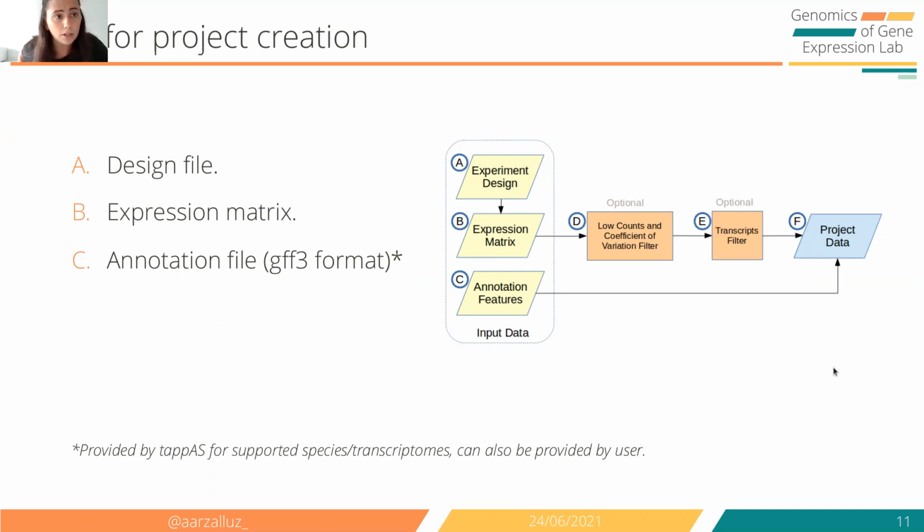Project creation requires three main inputs. First, a design file, an isoform level expression matrix, and finally, a functional annotation GFF3 file that can either be selected from those that are built in TappAS or provided by the user.